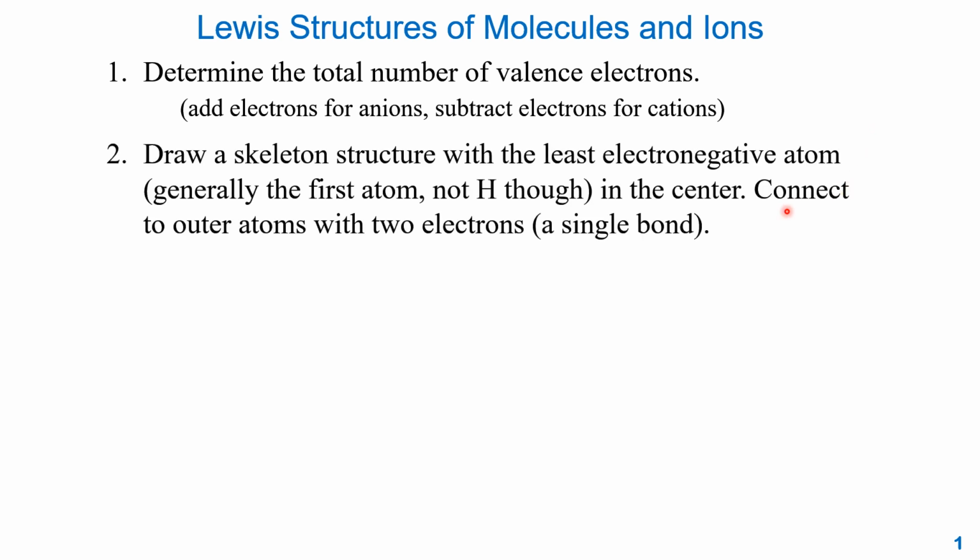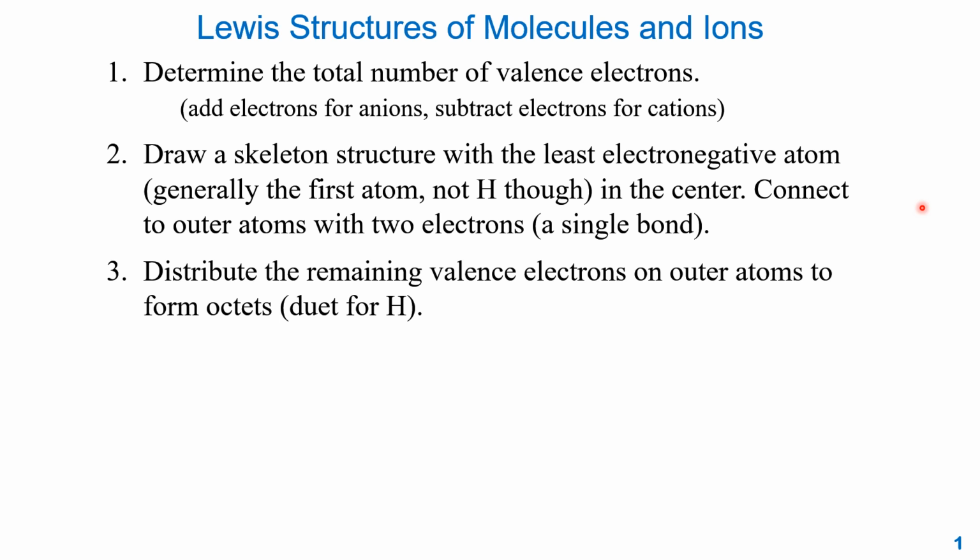Second step, draw a skeleton structure with the least electronegative atom in the center, usually the first atom, but not hydrogen. Hydrogen can never be the central atom. Connect the outer atoms to the central atom with 2 electrons. That is basically a single bond.